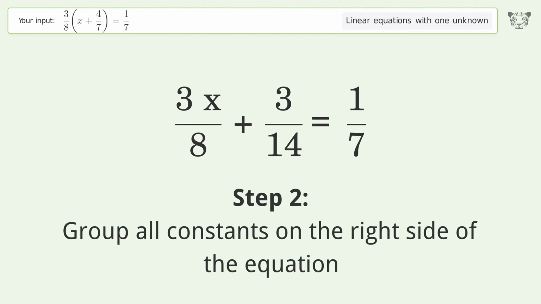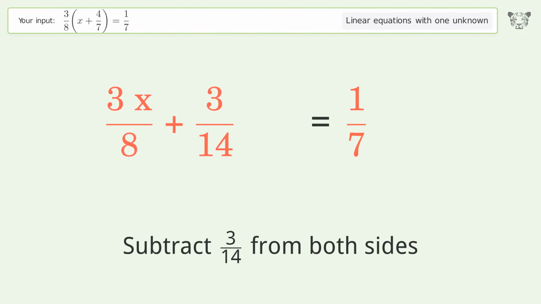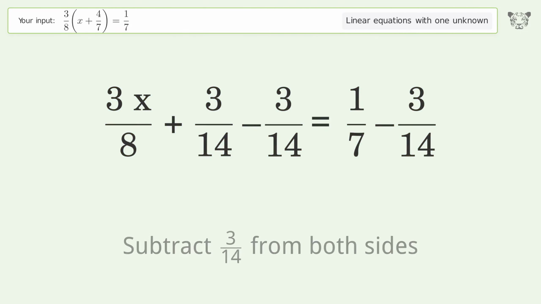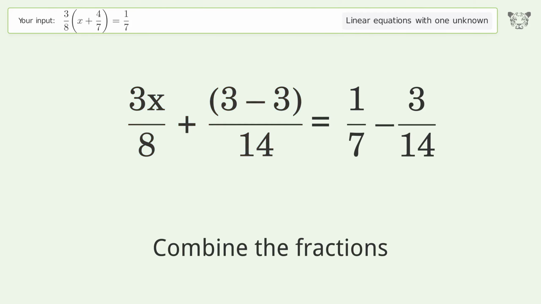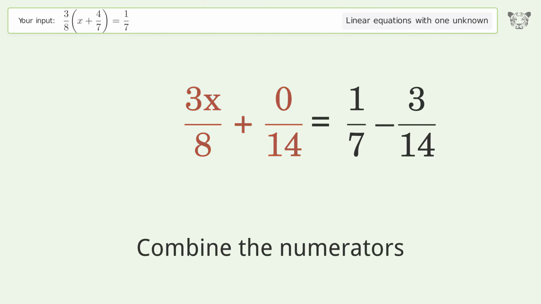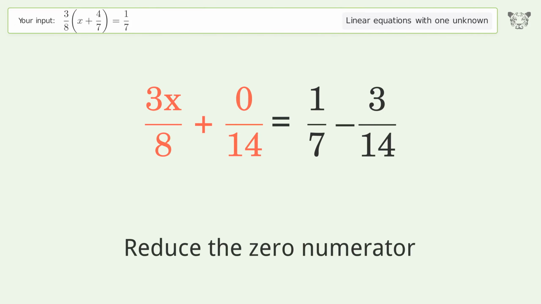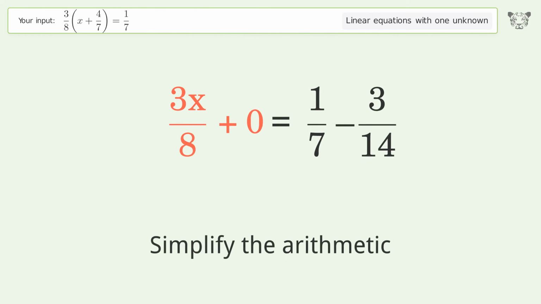Group all constants on the right side of the equation. Subtract 3/14 from both sides. Combine the fractions. Combine the numerators. Reduce the zero numerator. Simplify the arithmetic.